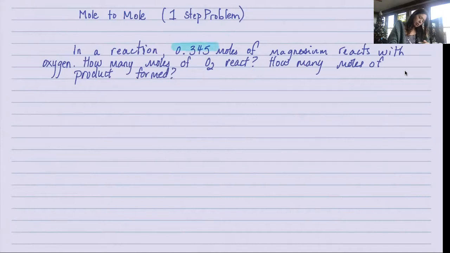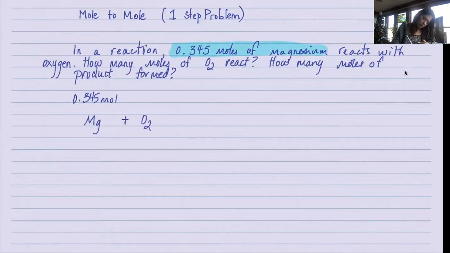We're given 0.345 moles of magnesium. All right, 0.345 moles of magnesium reacts with oxygen, that's plus O2, yields magnesium oxide 2. I've got my balanced chemical equation. I am given 0.345 moles of this. I encourage you to write that down, right?